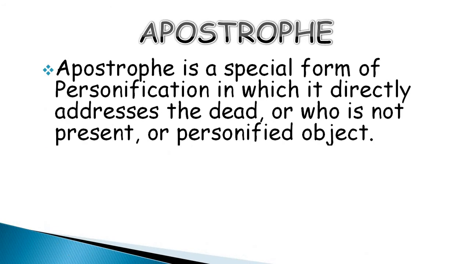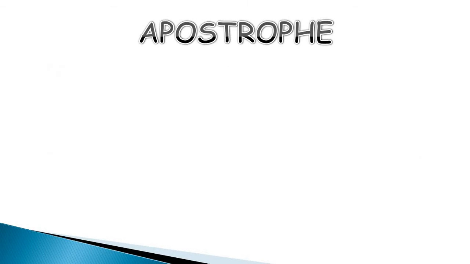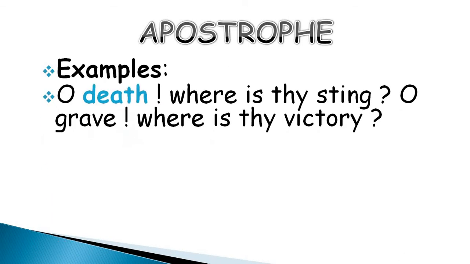Apostrophe. Apostrophe is a special form of personification in which it directly addresses the dead or who is not present, or a personified object. Apostrophe should not be confused with the punctuation mark, which is used to show possession or contracted words. Here are a few examples.